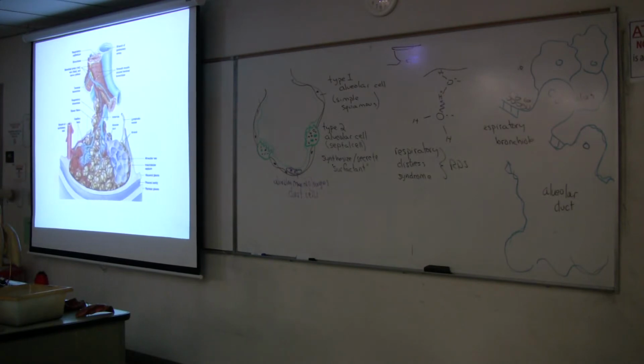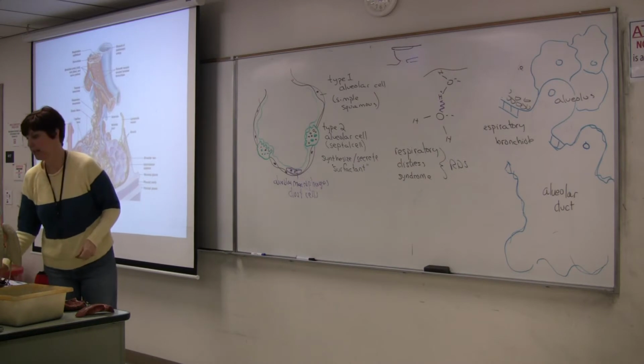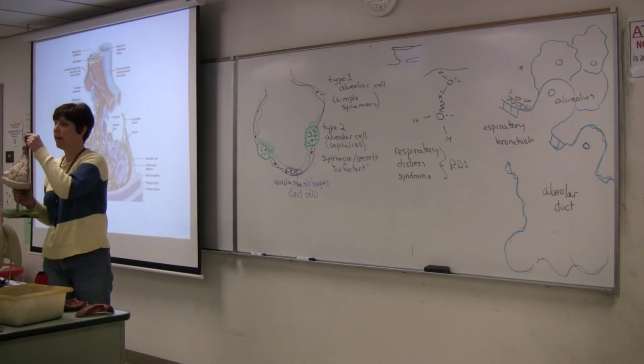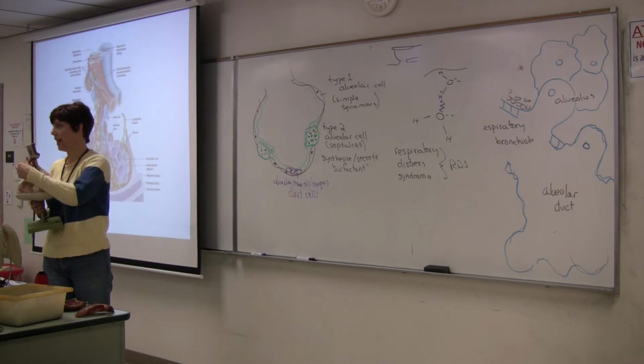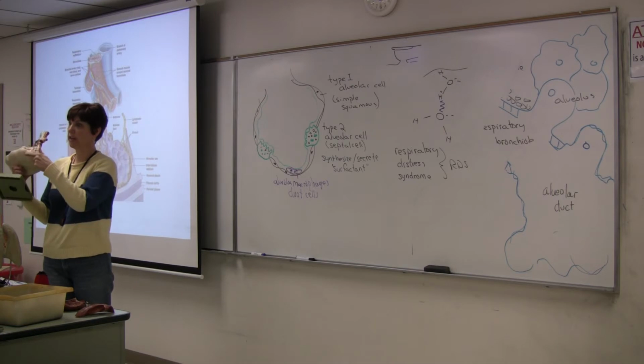Now, the model we have, similar to this, has those vessels painted the wrong color. Pulmonary artery should be blue and the pulmonary vein should be red. Okay? What would you call that? What would this membrane be right here?